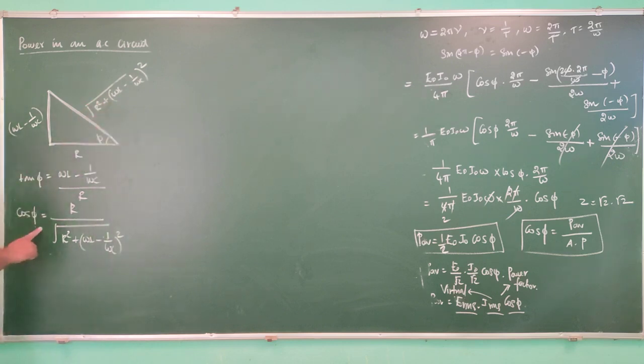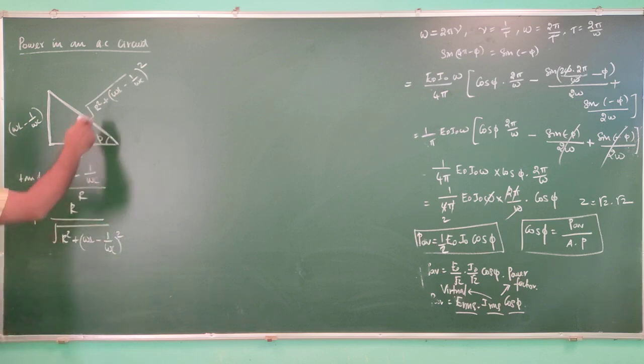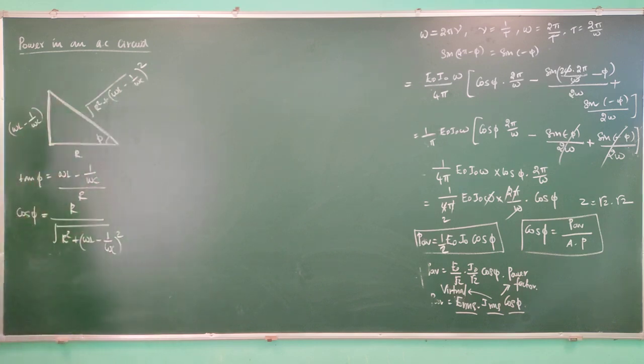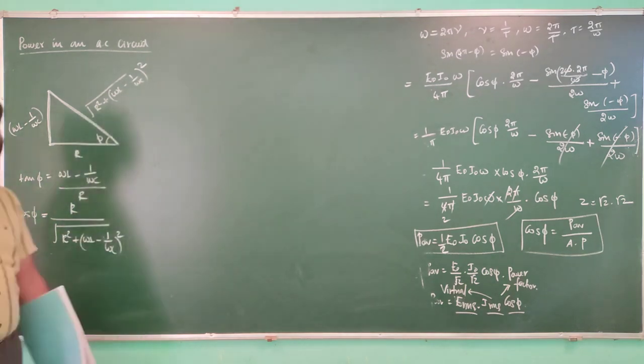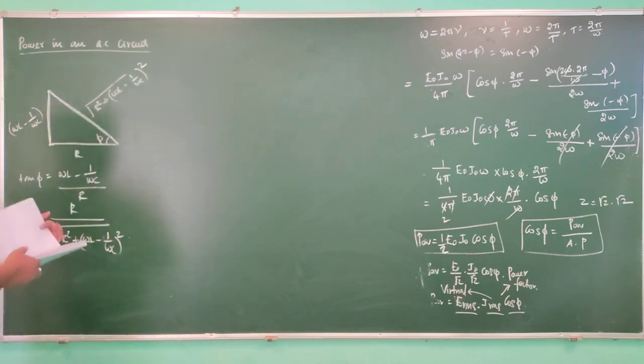And if you write cos phi, that is the power factor. What is the formula for cos phi? Adjacent side by hypotenuse. The adjacent side is R. The hypotenuse we can write from the expressions of adjacent and opposite, square root of a square plus b square, that is equal to c, right? According to that we can derive that cos phi is equal to R divided by square root of R square plus (omega L minus 1 by omega C) square.